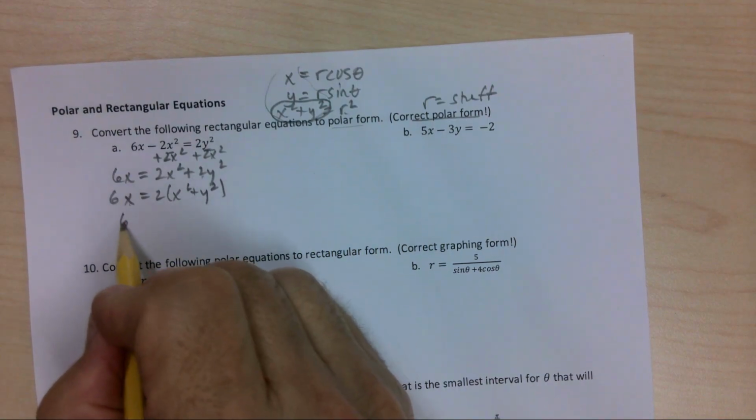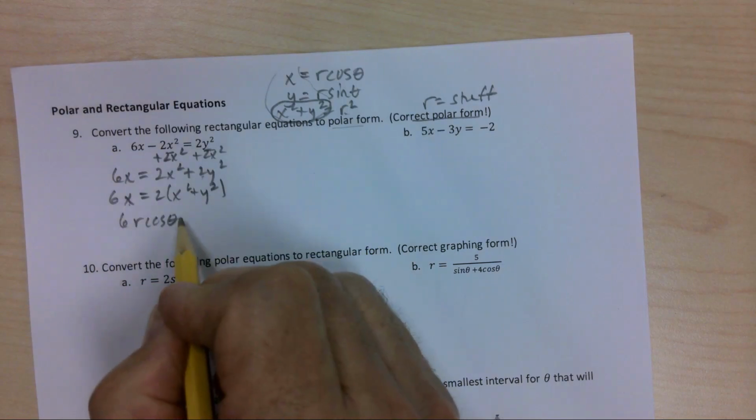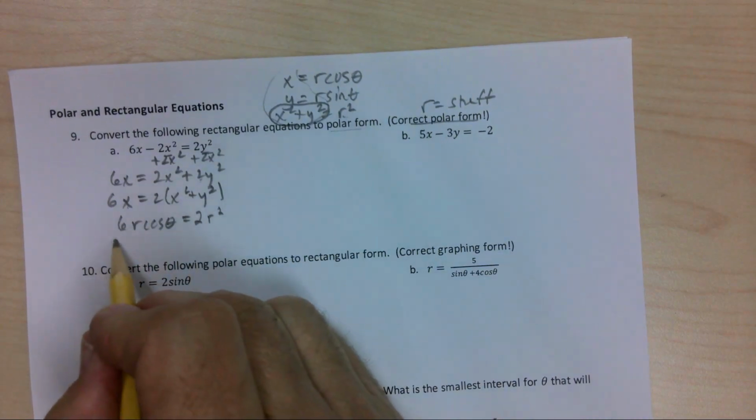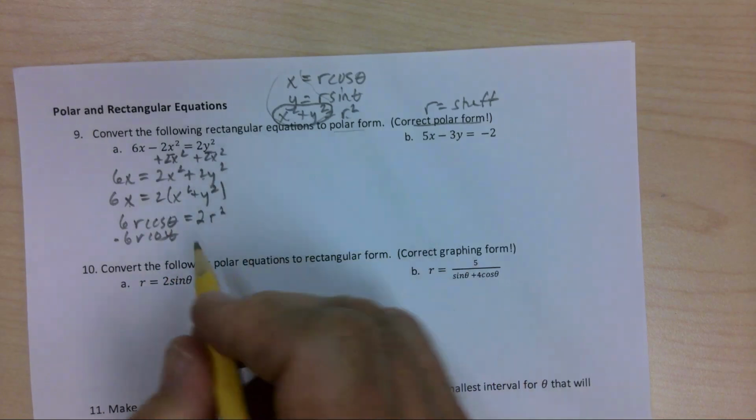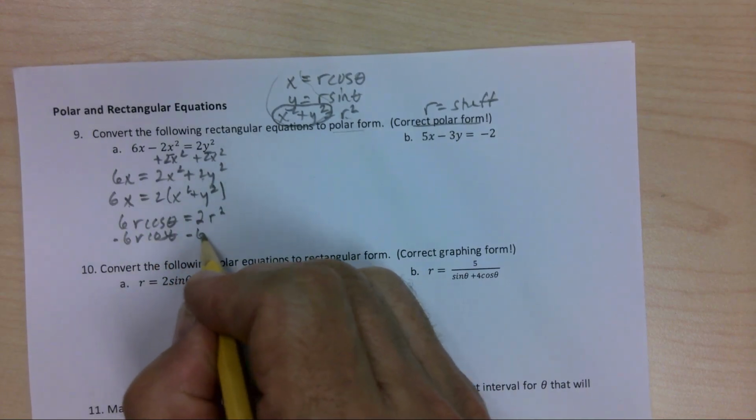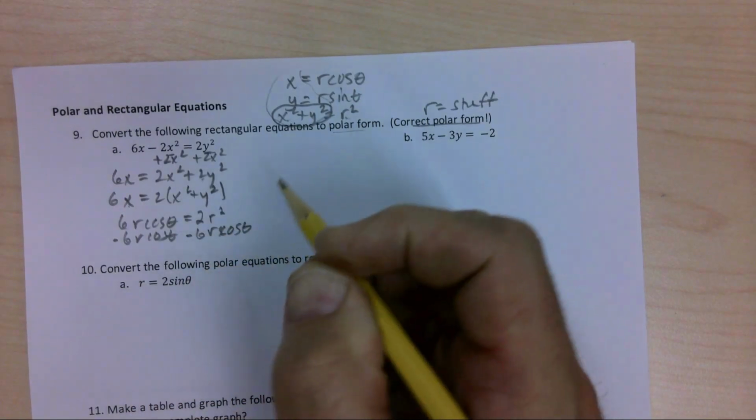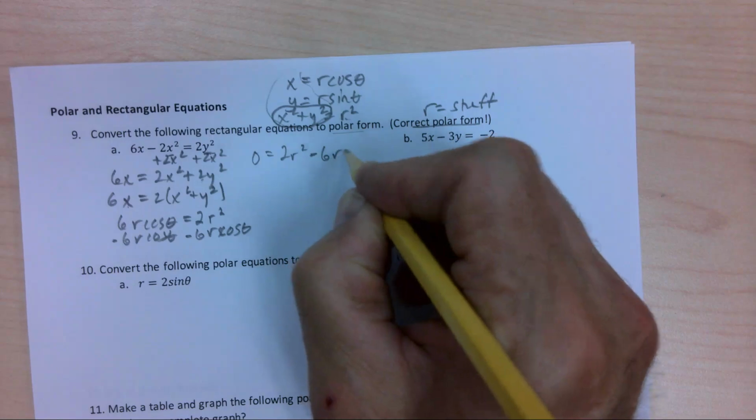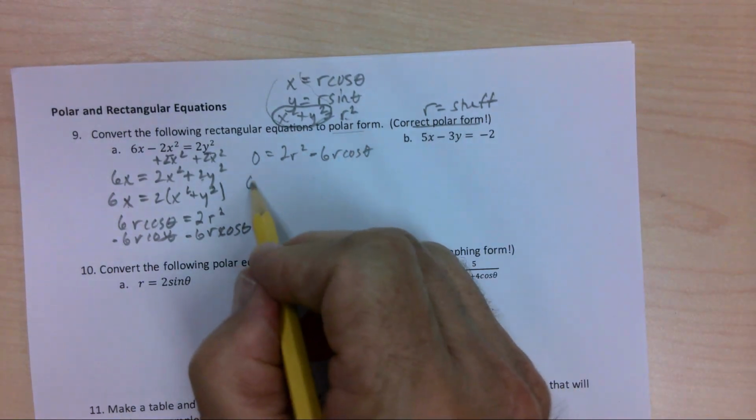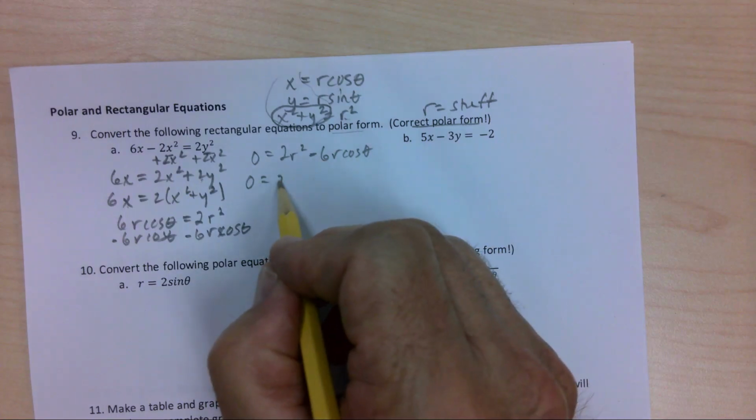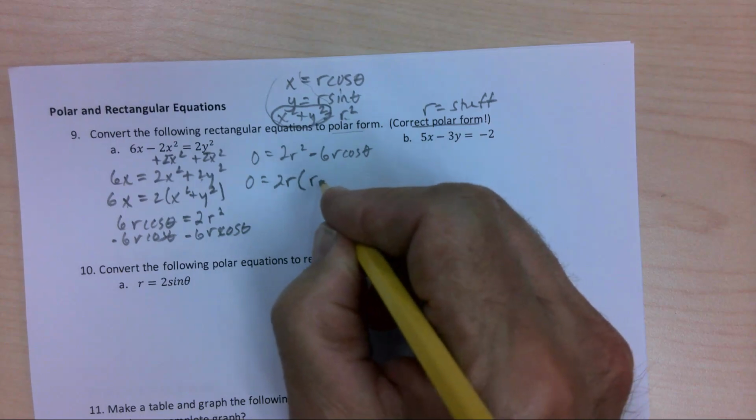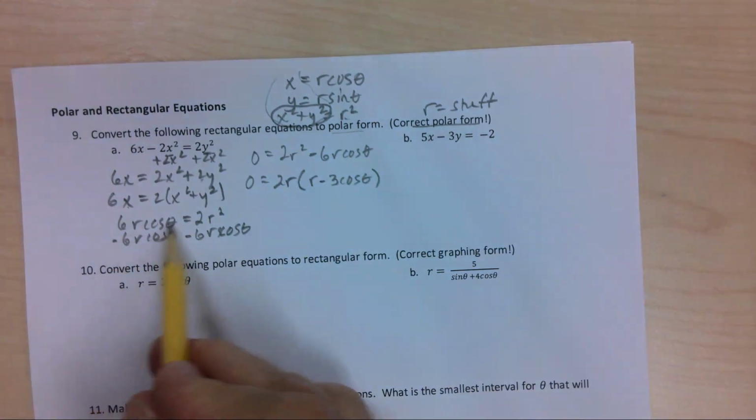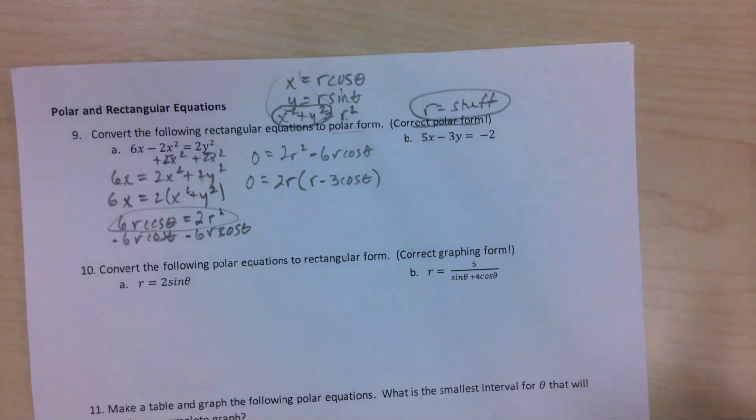So 6x is just 6r cosine theta equals 2r squared. So what I'm going to do is subtract 6r cosine theta. We might be done, but I'm going to just keep going. -6r cosine theta. So I get 0 is 2r squared minus 6r cosine theta. 0 equals, I'm going to go ahead and take a 2r out because I can. And then I get r minus 3 cosine theta. Yeah, we weren't done over here. This is our golden rule, and it's working out.